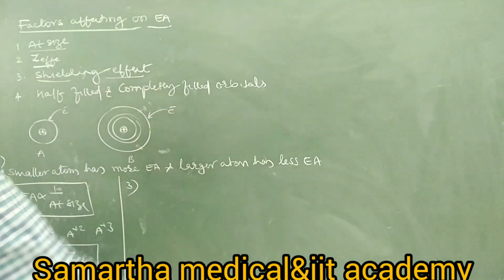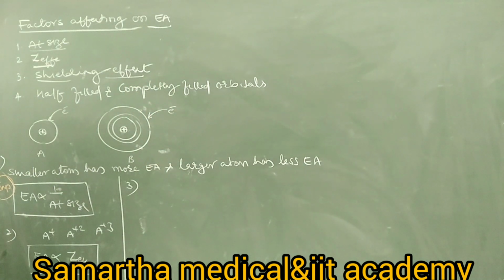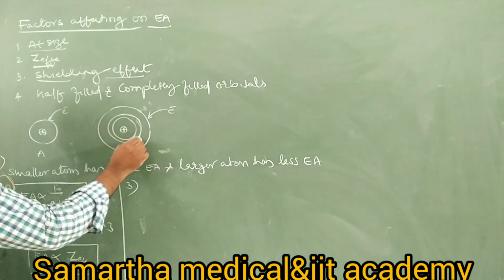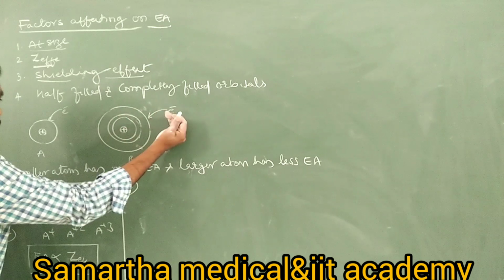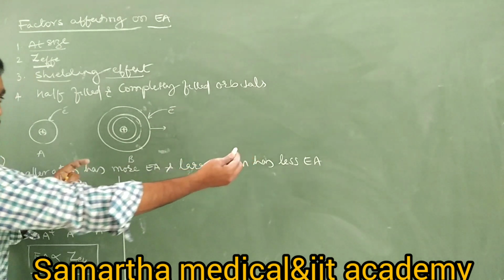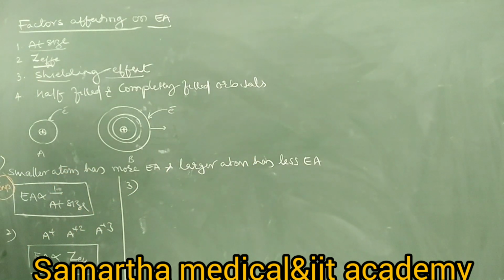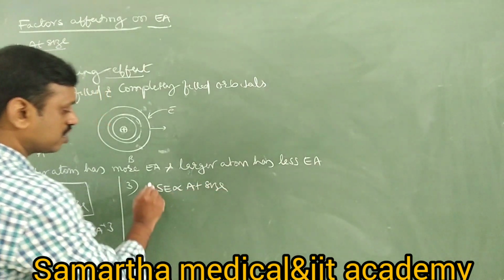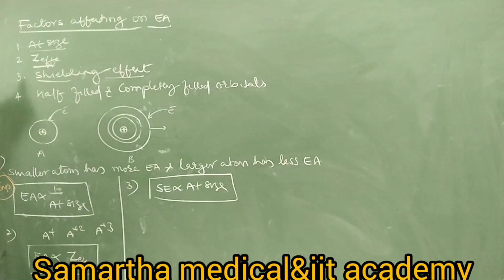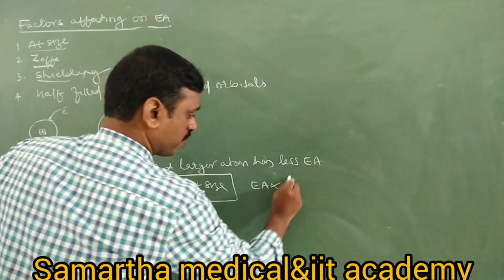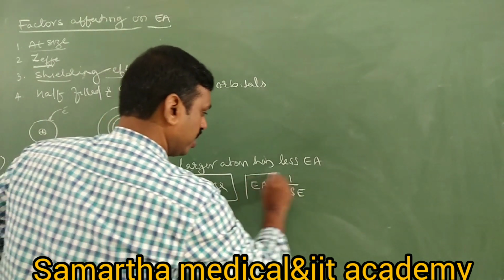Shielding effect or screening effect. We have studied the screening effect, no? What is the meaning of screening effect? The inner electrons shield or screen the outermost. When inner electrons protect the outermost, this outermost electron moves away from the nucleus. It means size increases. Therefore, remember, shielding effect is directly proportional to atomic size. But atomic size is inversely proportional to electron affinity. Therefore, electron affinity is inversely proportional to screening effect or shielding effect.